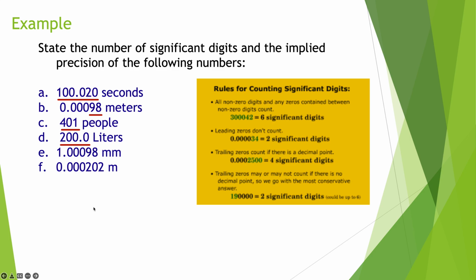Yep, those zeros are contained between the 1 and the 98, so they are significant digits. They're all included. Next up. Okay, the 202 is significant. Leading zeros are not significant, so there are only 3 significant digits in that one.